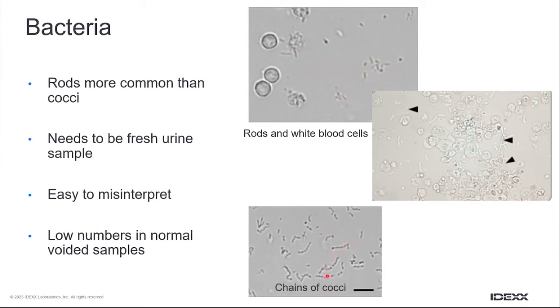Compare that to the bottom image where it's quite clear, almost like a necklace chain. So these are chains of cocci bacteria. And here, once again, on the image to the right-hand side of your screen, you can see that the rods are being identified, and we've got some white cells in the background. Some bacteria in a voided sample would be considered totally acceptable because the urogenital tract, the external genitalia, is not a sterile environment. So some bacteria in a voided sample is not cause for concern. But what we want to take into account is the animal's presenting signs, the method the sample has been collected, and the number of bacteria that are present if it's being sent to the lab.